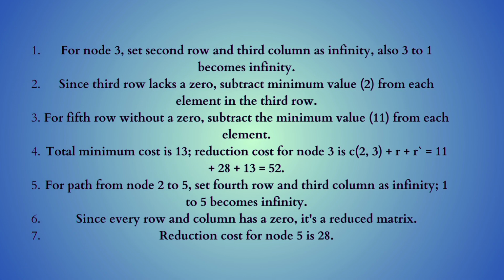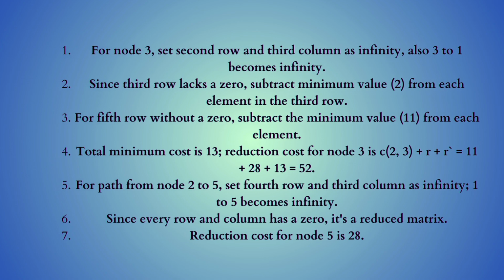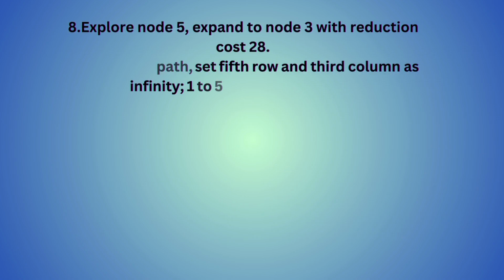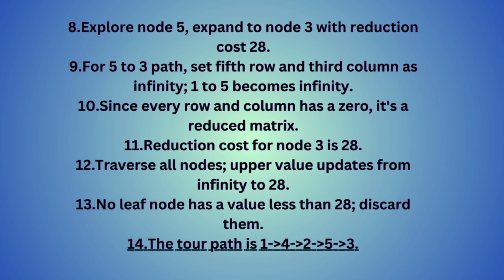As we explored node 5 further to node 3, costs were updated and the tree was pruned. Ultimately, the optimal path identified was 1-4-2-5-3. The entire process was aimed at minimizing costs and finding the most efficient route through the state space tree.